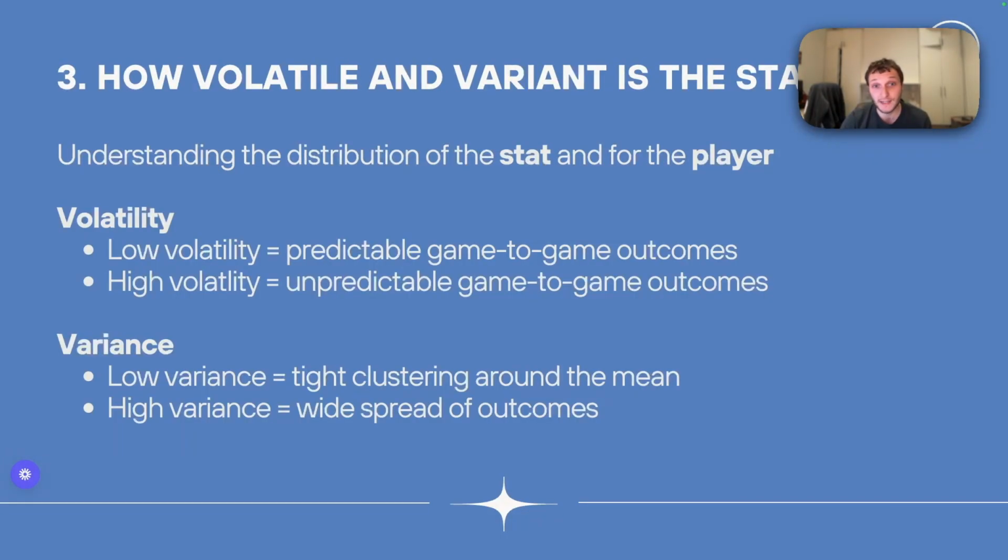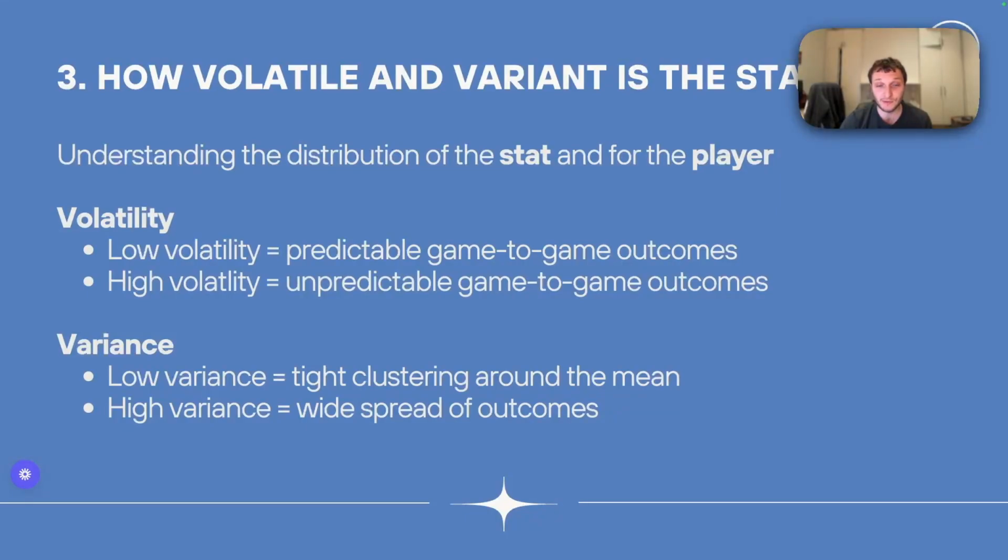Now we're going to the calibration factors and questions. The first one is how volatile and variable is the stat. This is a little complicated to understand, but I think it's really important if you are going to try and use this analysis in your betting. For any given bet you're making on any given player prop, you need to have an understanding of how that stat for the given player is distributed.